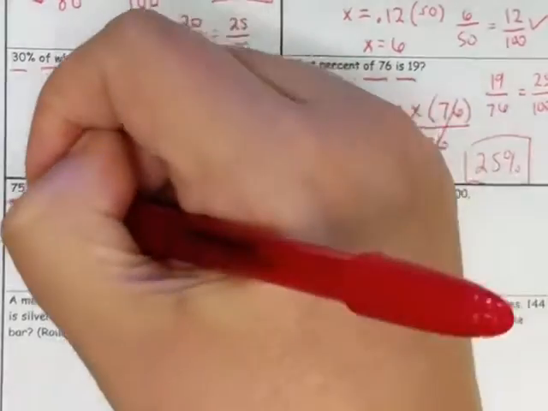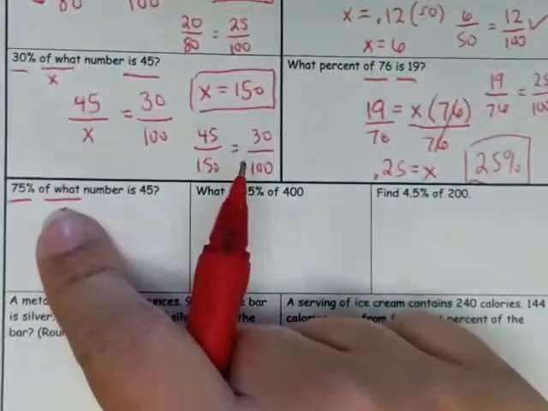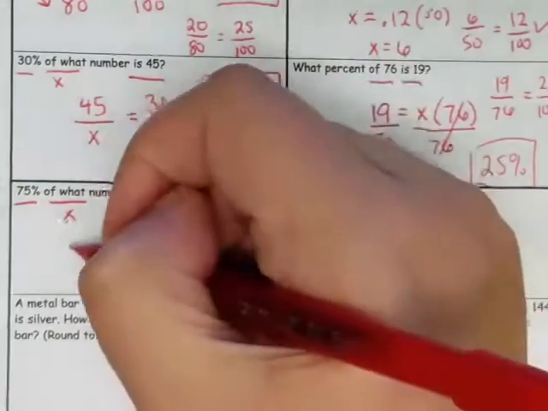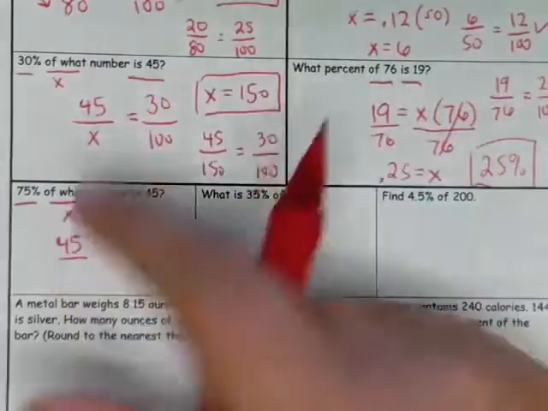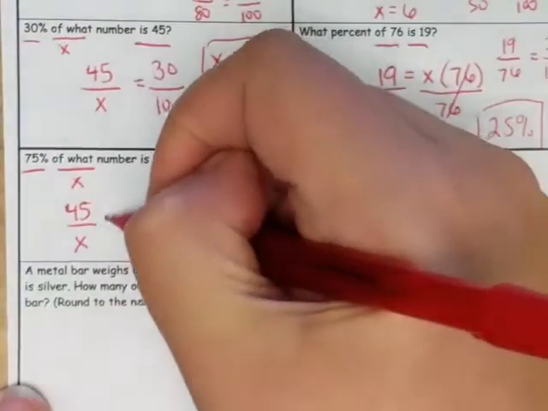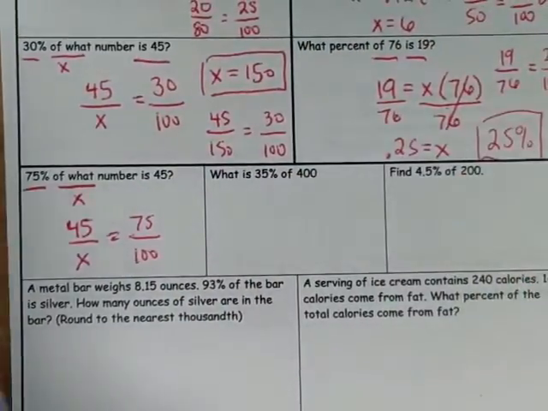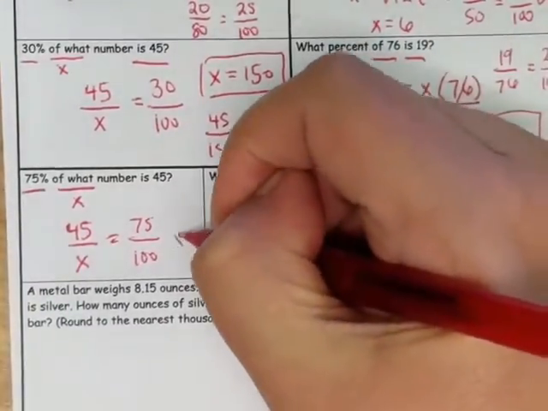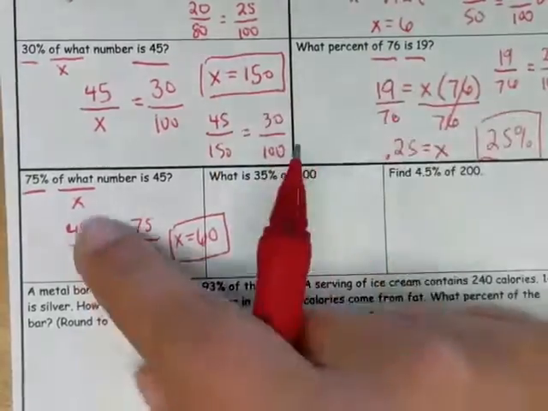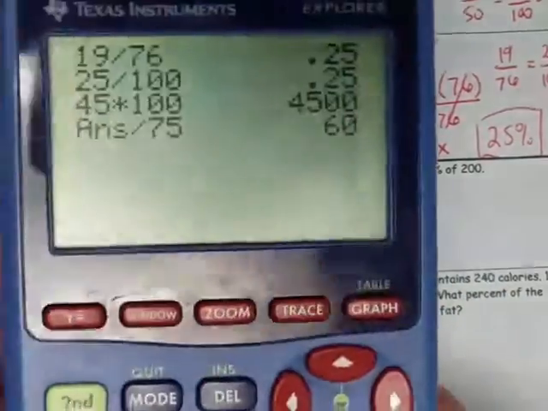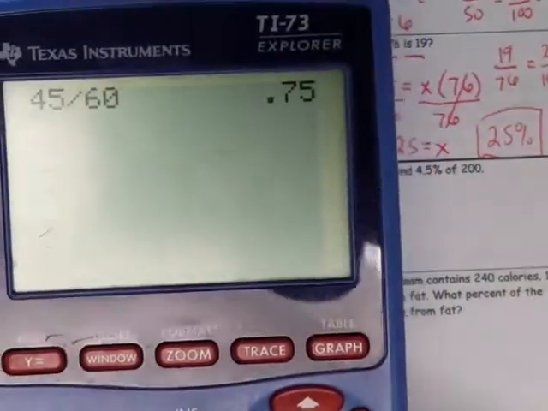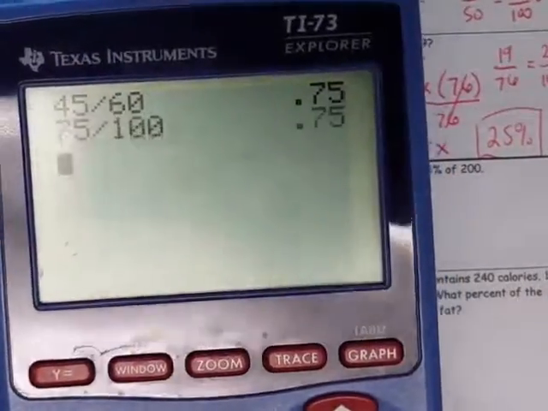So 75% of what number? I don't know my of, which is my denominator. 45 is my is. My of is x, okay? You can just use this up here if you don't follow what I'm doing. 75% is 75 out of 100, okay? Then you can just cross multiply and solve. I got 60. So 45 out of 60 is the same as 75 out of 100, and I'm going to check with my calculator. 45 out of 60 is 0.75, and 75 out of 100 is 0.75.